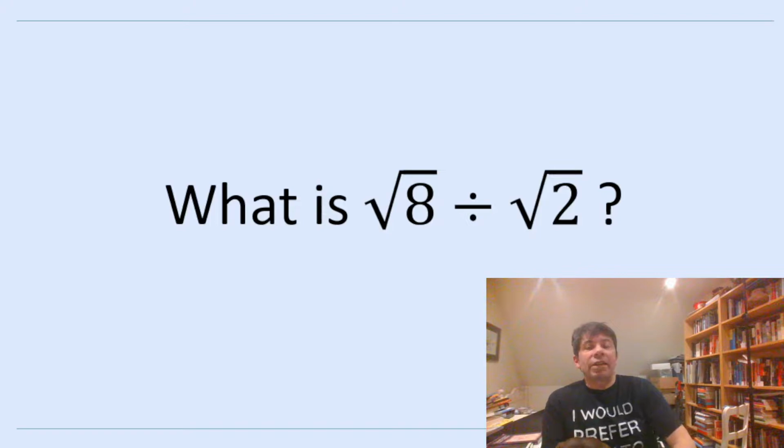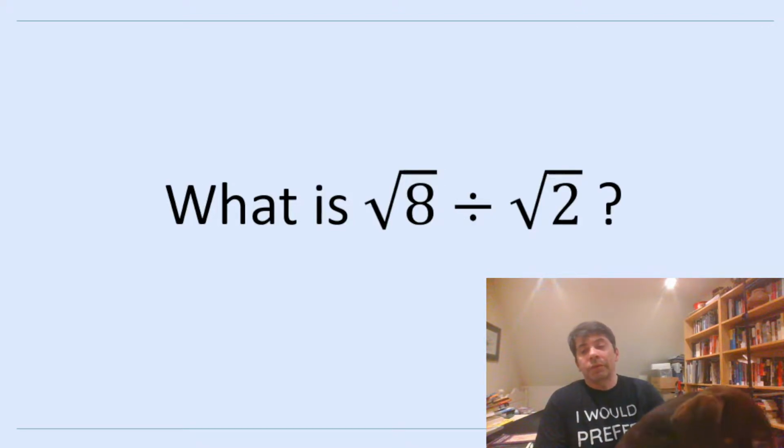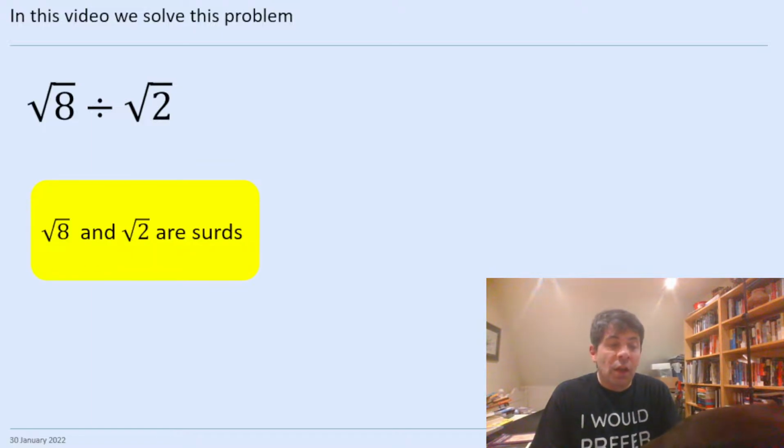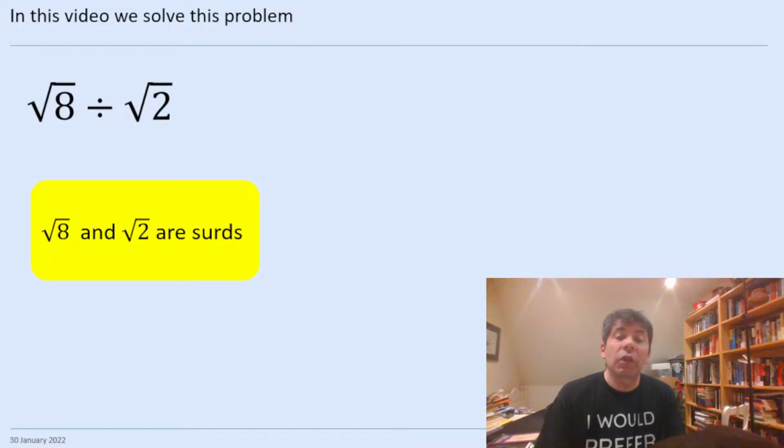So here he is. Today we're going to answer the question, what is the square root of 8 divided by the square root of 2? So let's take a look at this. First thing to say is square root of 8 and square root of 2 are surds.